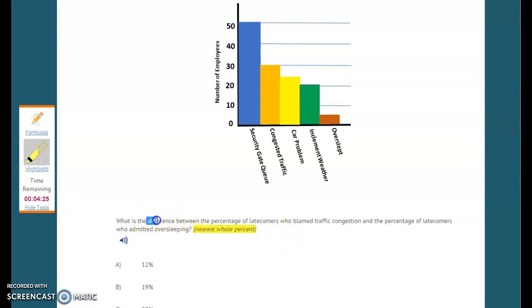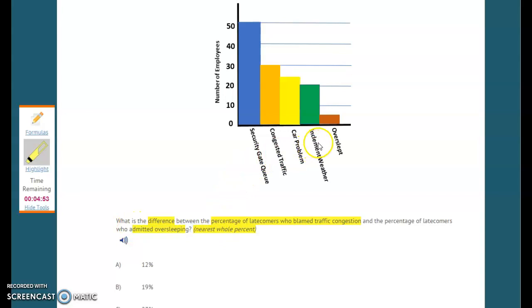It's asking you what is the difference. When you hear difference, what does that mean you're going to do? Those are key words. Difference means subtract, right? So the difference is subtraction. So it's asking you what is the difference between the percentage of latecomers, okay, who blame traffic congestion, and the percentage of latecomers who admitted to oversleeping.